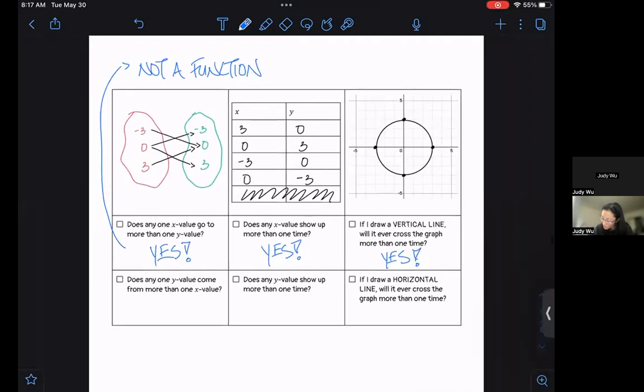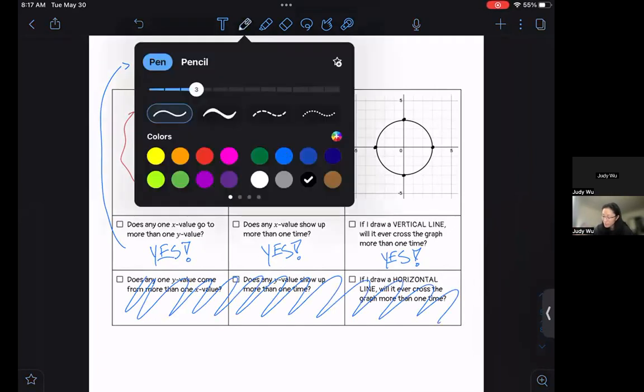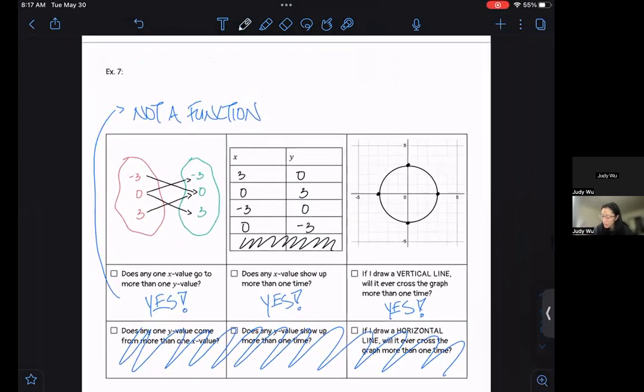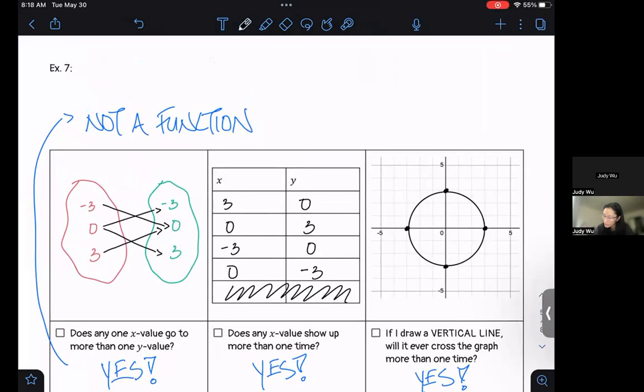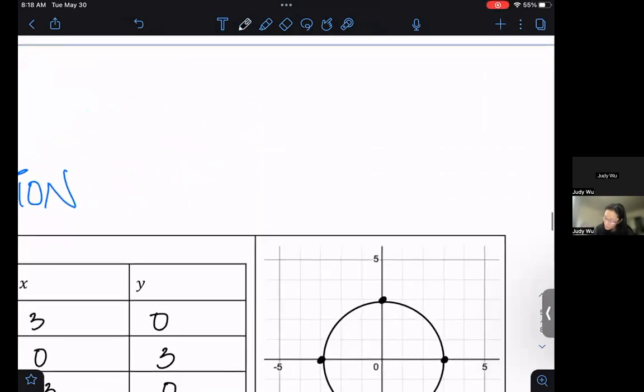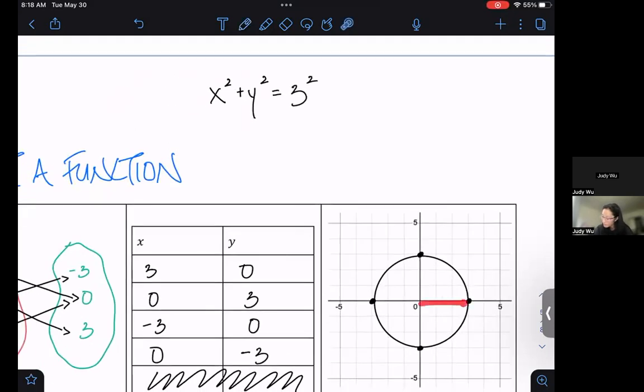And if it's not a function, then we don't need to worry about if it's one-to-one, because it's not even a function. All right. The last thing I want to leave you with here is, what was the equation for this particular shape, this circle? We will learn about this later this summer, but I just wanted to plant some seeds for right now. It turns out that we can write the equation of a circle like this: x squared plus y squared equals 3 squared. And this 3 squared comes from the radius being 3, and then we square it.